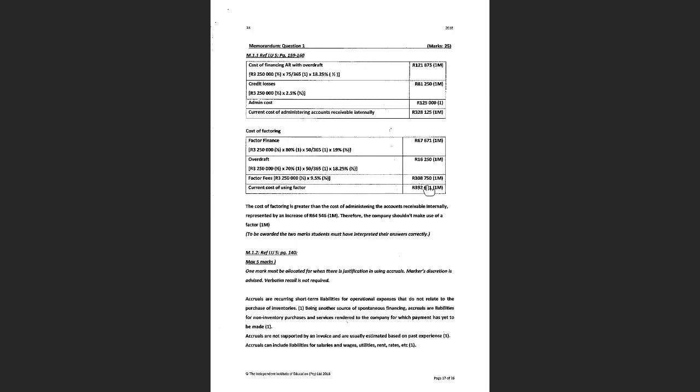In this question, it wasn't very clearly laid out about the bad debts. They should have specified very clearly what would happen to the bad debts under factoring. So you just had to assume that you would have no bad debts, because they also didn't state here whether this was factoring with or without recourse. If it was factoring without recourse, then that means that the factor will be carrying the cost of the bad debt. They should have put that in the question.